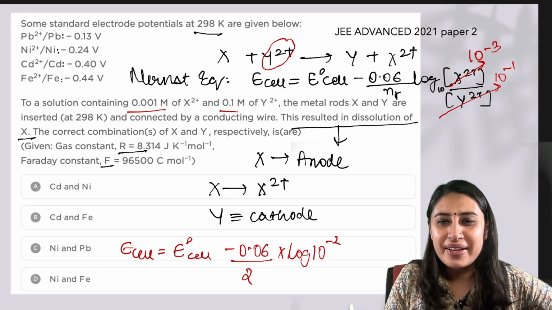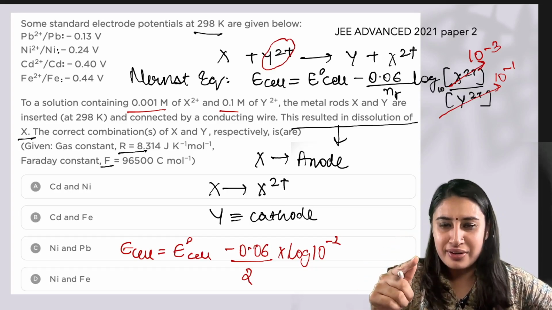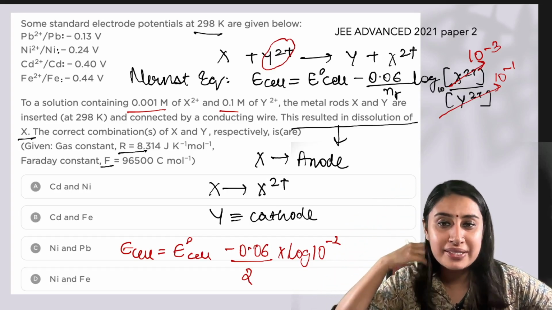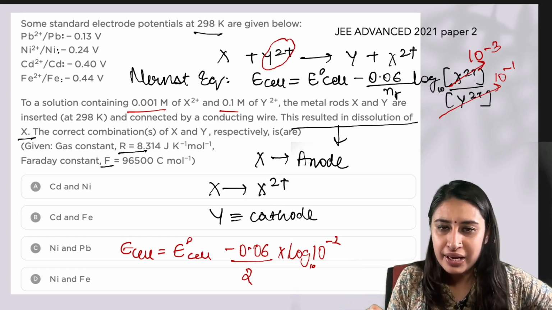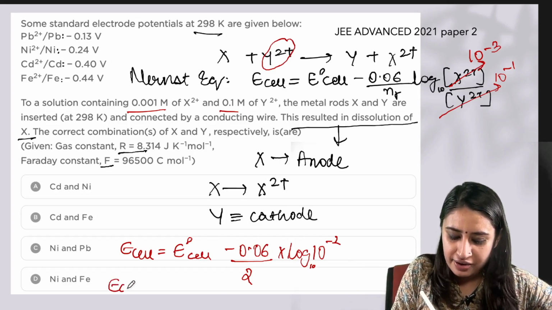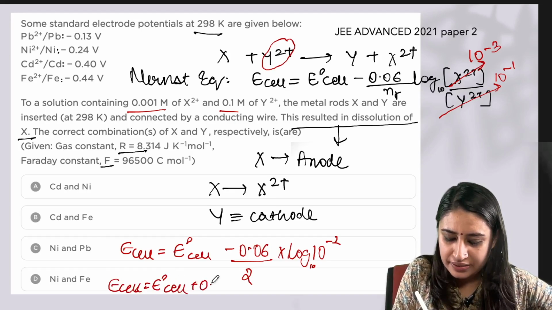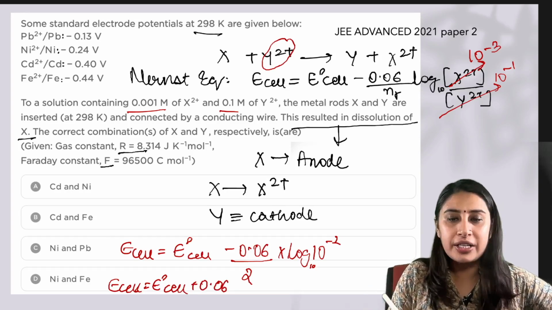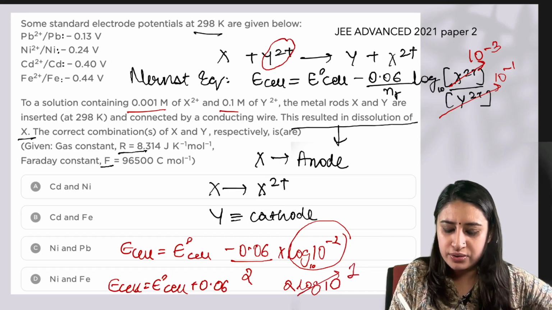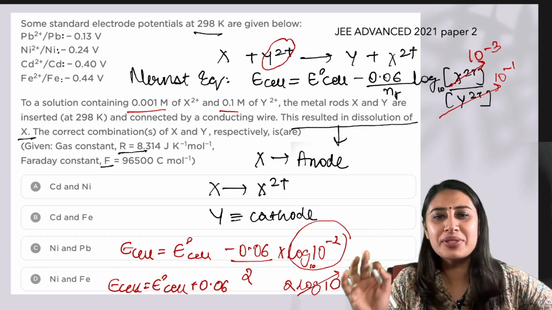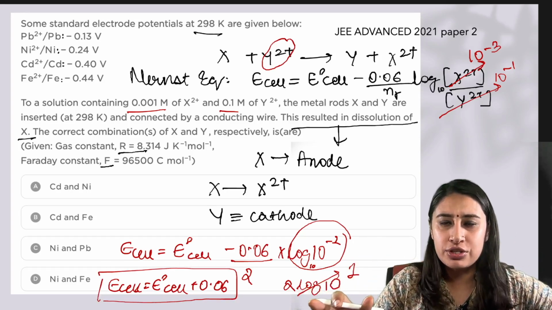Super. Can we simply write it like this? Log 10 with the base 10 is equal to 1. So minus will become plus. Your E cell value will be E naught cell plus 0.06 by 2, times 2 log 10. Log 10 is equal to 1, so 2 and 2 cancel out. So 0.06 we are left with. Super. So this much is sorted. We are done with the concentrations.